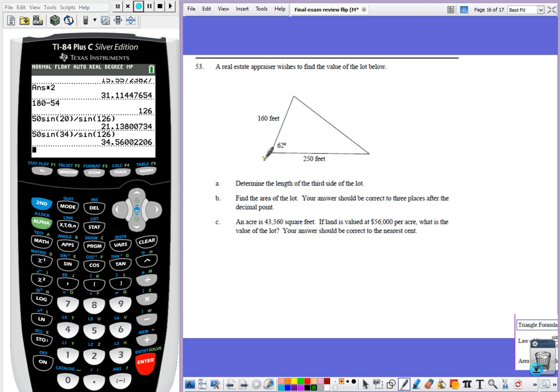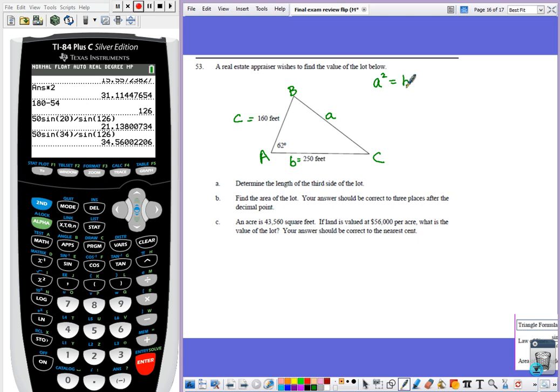So I need to label these so I can talk about them. Let's say this is A, B, C. So if this is angle A, I want to find side A. This is angle C, this is side C, and this is side B. It says determine the length of the third side of the lot. So this third side would be A. So to find A, I'm going to set that out here.